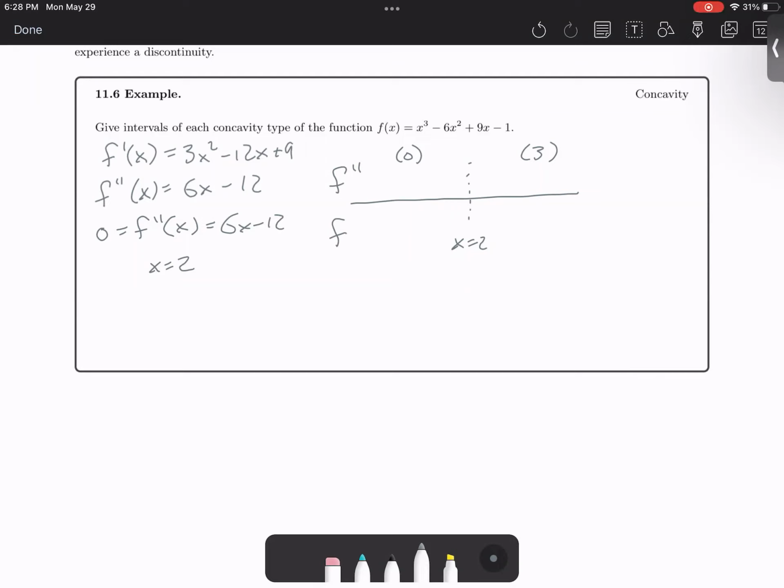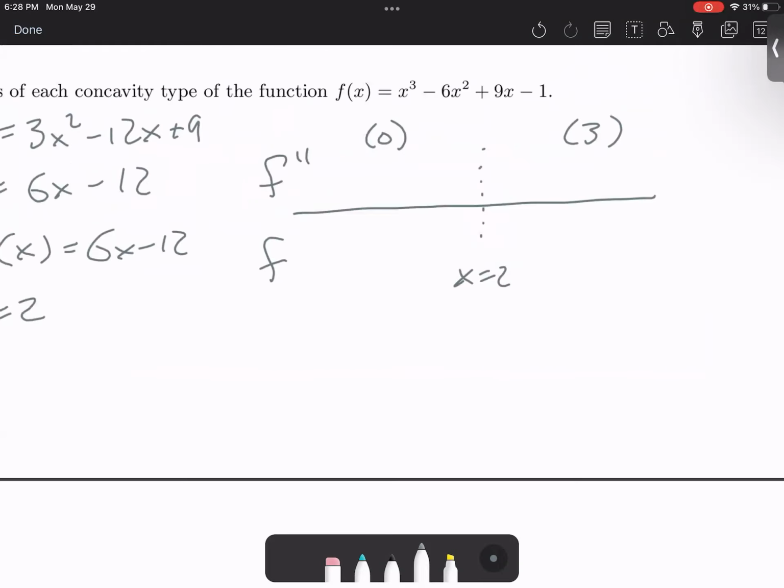So if you plug in 0 into your second derivative, you would get a minus 12. So it's negative. It's the second derivative. So I like to say that it has two negatives there. What does that mean about the original function? It's concave down, right? It kind of looks like a frowny face.